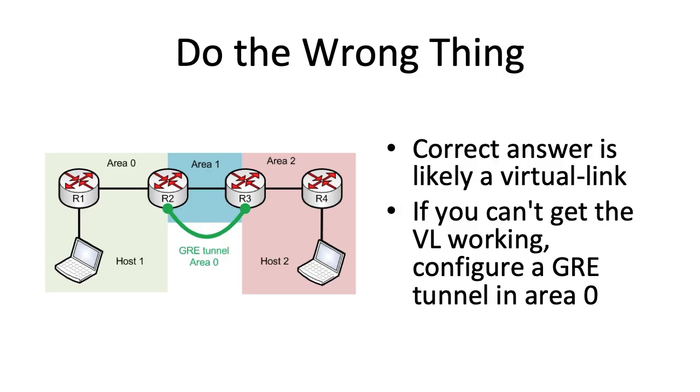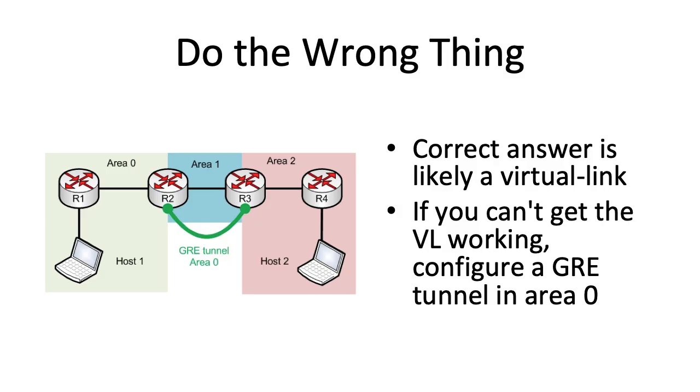However, like I said before, if you try to configure a virtual link and it doesn't come up, there could be many reasons for that. For example, there could be an OSPF path cost that's greater than 65535 across Area 1. There could be some ACL that's blocking the unicast OSPF messages between R2 and R3. There could be some phantom authentication enabled for Area 0 that you didn't know about. There's a million things that could go wrong.